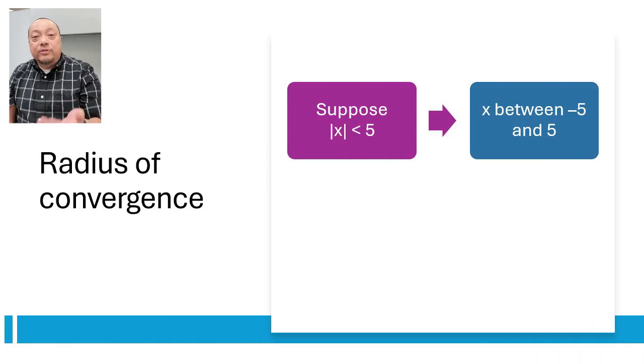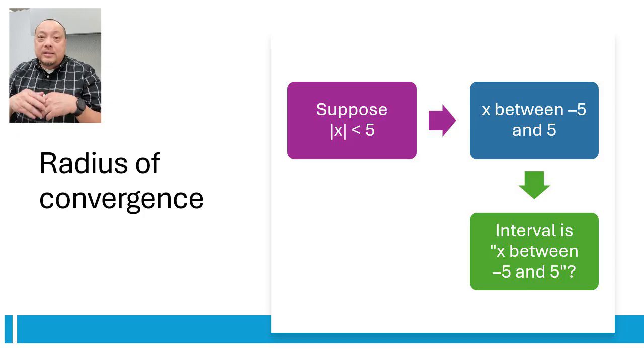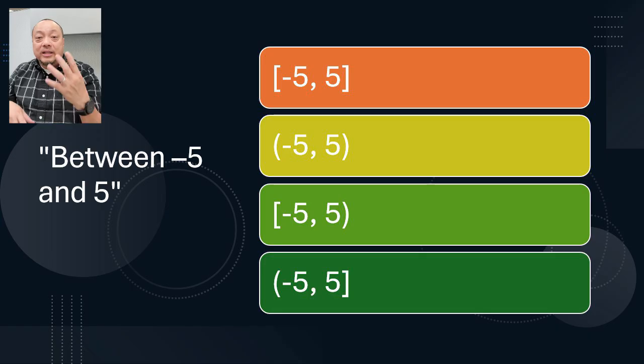Now, what about interval of convergence? So let's say that you end up with absolute value of x less than r, and the number r is, let's say, 5. Then that means x is between -5 and 5. Does that mean the interval between -5 and 5 is your interval of convergence? Yes and no. Yes, it is an interval between -5 and 5, but there are 4 intervals that can claim to be between -5 and 5.